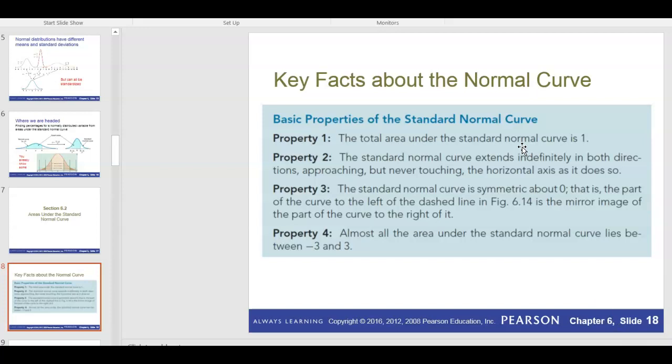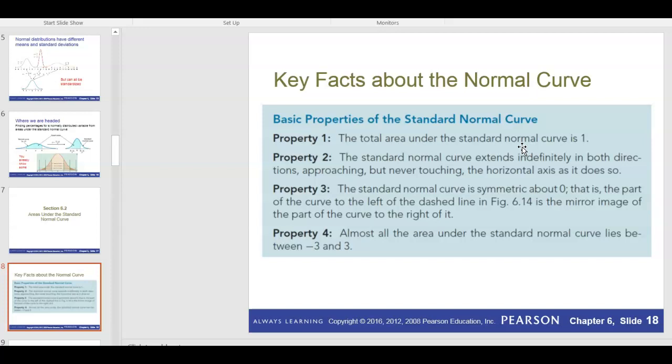The second property is that the normal curve extends indefinitely in both directions, forever to the left and forever to the right. However, we know from a previous lesson that about 99.7% of all the data in a normal curve is within 3 standard deviations of the mean. So even though it does extend forever, it's very seldom that you would see a standard deviation of -4 or +4 or higher than that.